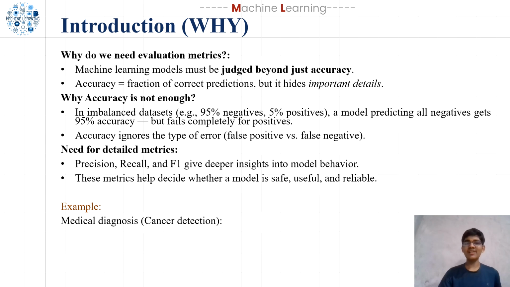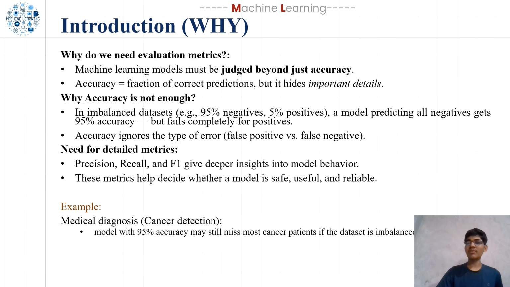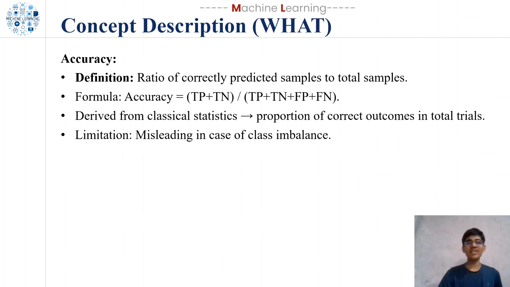So we need detailed metrics such as precision, recall, and F1 score for deeper insight into our model. These metrics help to decide whether our model is safe, reliable, or useful for that particular task. Let us take the example of medical diagnosis in cancer detection. If our model has 95% accuracy, it may still miss most of the cancer patients if the dataset is truly imbalanced.